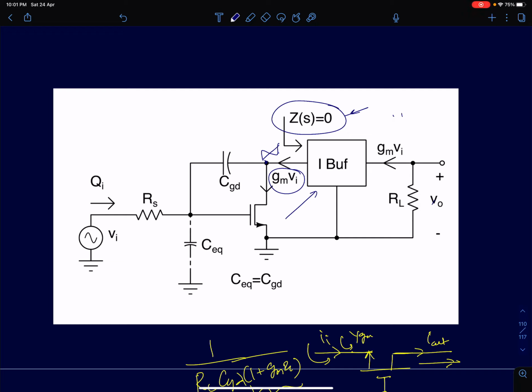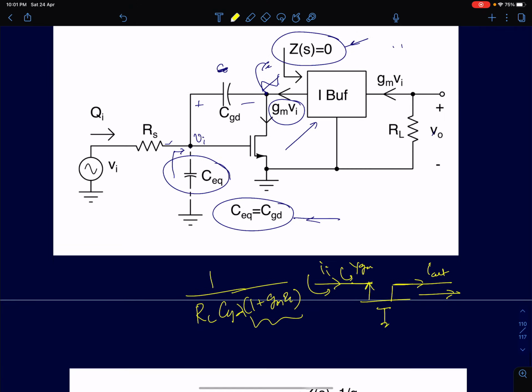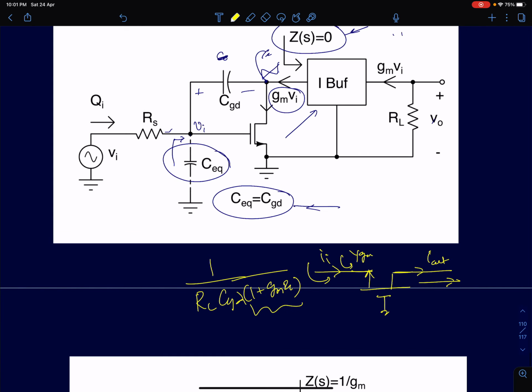So the total charge that the input has to deliver to this capacitance, let this node voltage be VI, you will have to now charge it to just VI itself. So you are delivering a charge of CGD times VI. So at the input, since this node is at AC ground, the effective capacitance you are going to see here is just CGD itself. So now we have solved the problem of the reduction in bandwidth in a conventional common source amplifier by introducing a current buffer. By introducing a current buffer, I could solve this problem of capacitance multiplication.